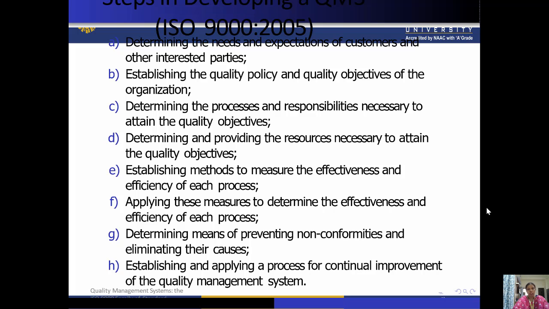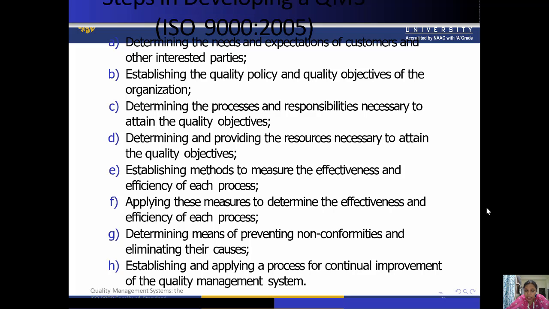Okay, so first is determining the needs and expectations of customers and other interested parties. Second is establishing the quality policy and quality objectives of the organization, determining the processes and responsibilities necessary to attain the quality objectives, determining and providing the resources necessary to attain the quality objectives, establishing methods to measure the effectiveness and efficiency of each process, applying these measures to determine the effectiveness and efficiency of each process.